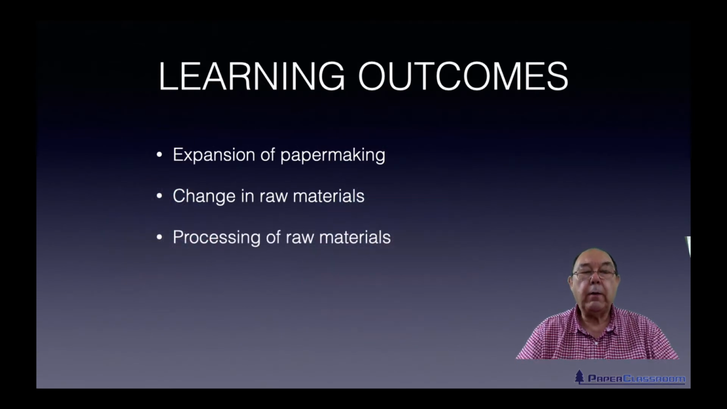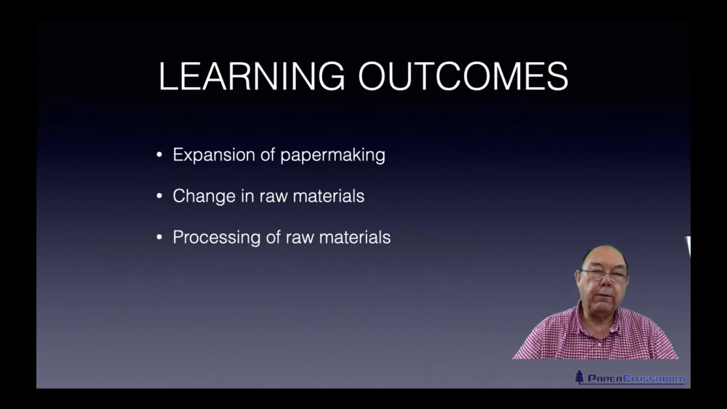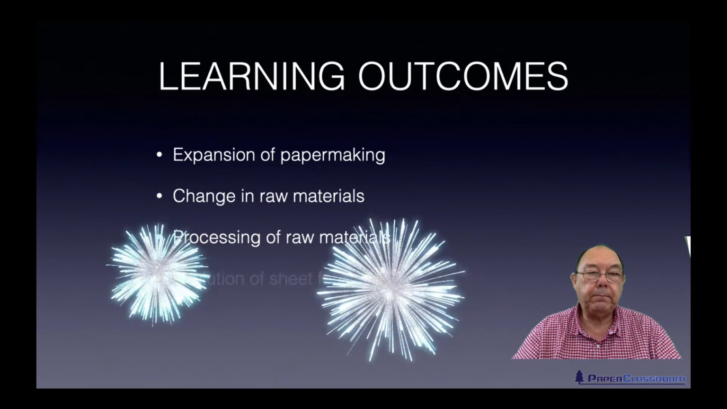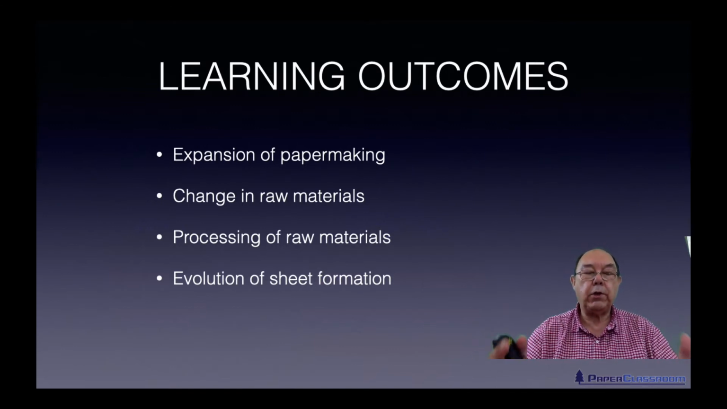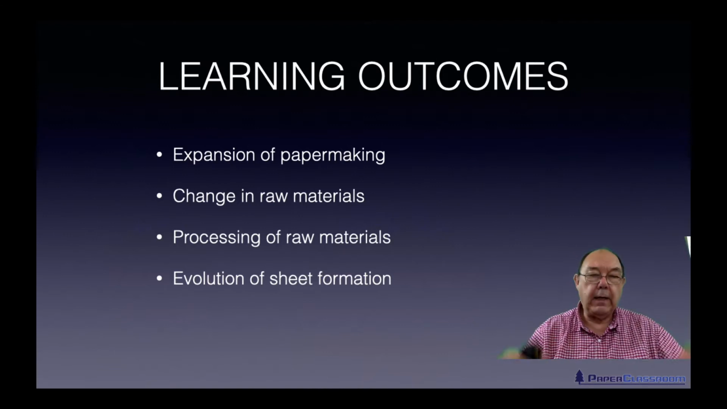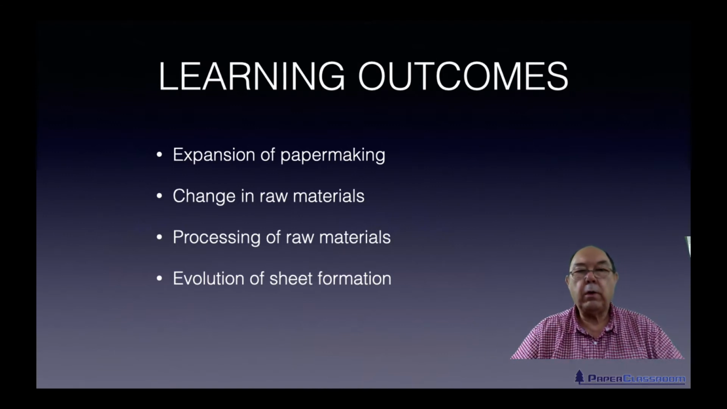You need to know about the processing of those raw materials. In the beginning it was very crude, today it's very technical. So you need to understand the transition from the old technology to the new technology. And you need to understand about the evolution of sheet formation. In the beginning, they were essentially dunking a sieve in a tub of fibres. Now we're squirting a stream of fibres at more than 60 miles an hour onto a continuous belt. So there's been a magnificent change in technology.